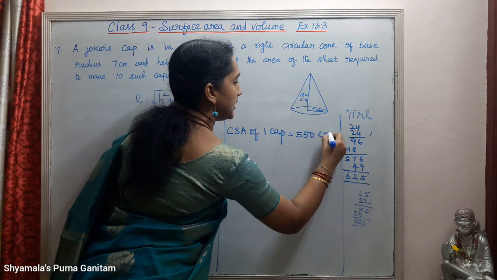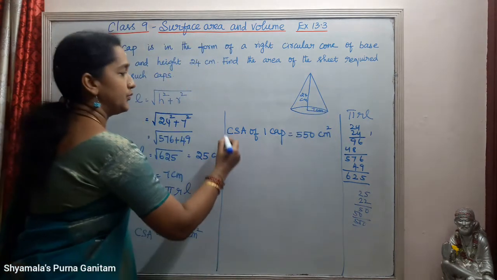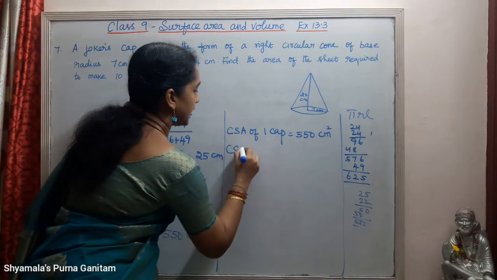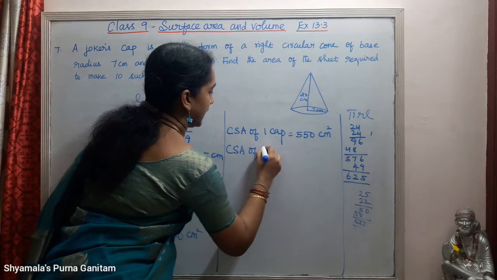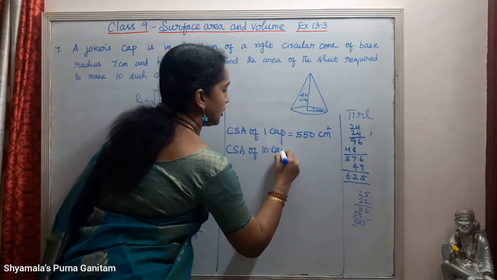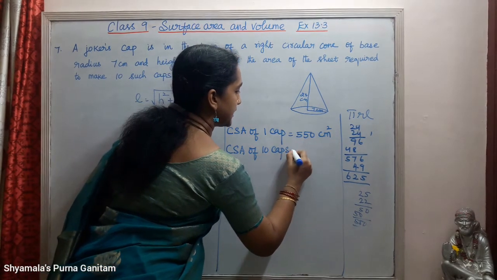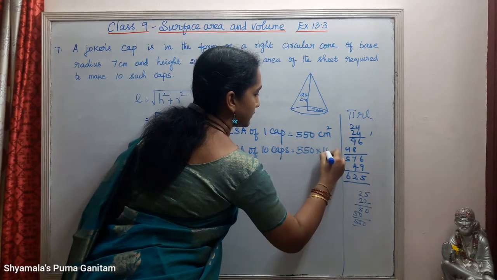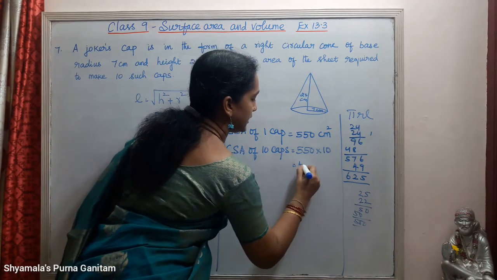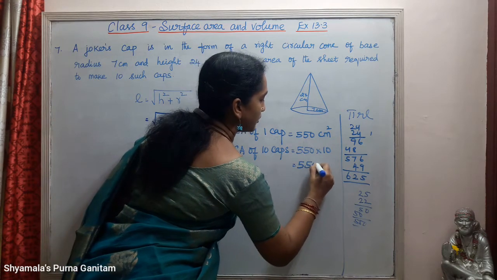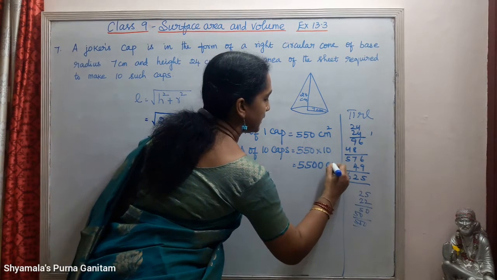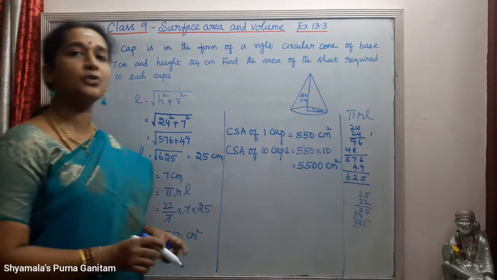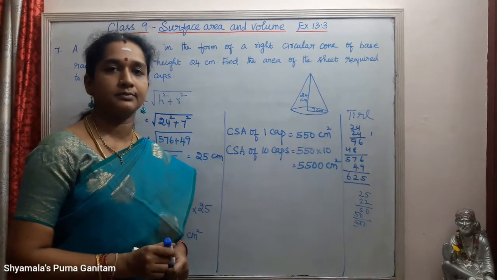550 centimeter squared. So we are asked to find 10 such caps. So CSA of 10 caps is equal to 550 into 10. So 550 into 10 is 5500 centimeter square. So this is the curved surface area of 10 caps.